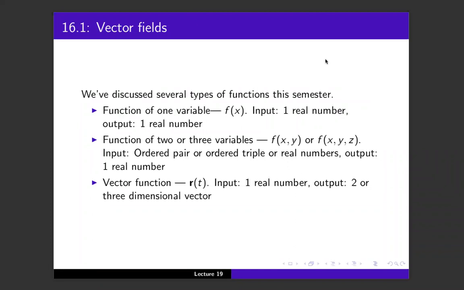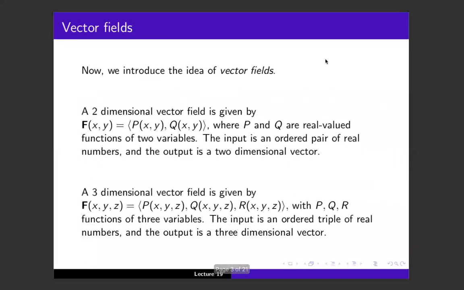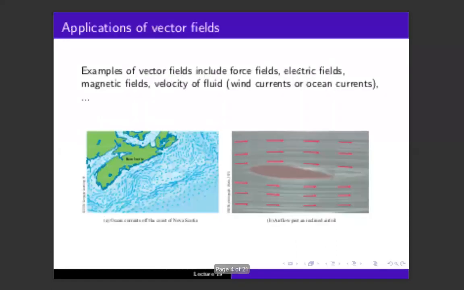But what if you wanted to find a way of plugging into a function 2 numbers and getting back 2 numbers? That's what a vector field is. So a vector field in 2 dimensions is given by a vector of 2 real valued functions, P and Q. You write that as F of x and y equals P(x,y), Q(x,y). So you feed it 2 numbers and it gives you a vector. A 3-dimensional vector field is the exact same idea, only you feed it 3 numbers and it gives you back 3 numbers instead of 2. So that's what a vector field is in either 2 or 3 dimensions.